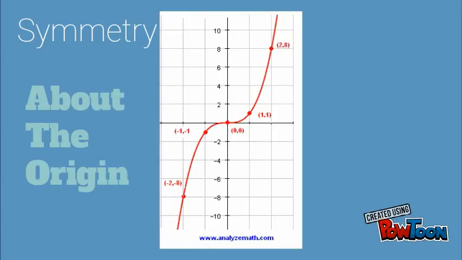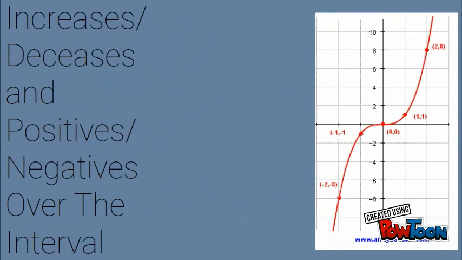The symmetry of the graph is about the origin, which describes a graph that looks the same upside down or right side up. The increase over the interval is when you read the graph from left to right and see how much it increases. In this case, the increase over the interval is (-infinity, infinity), and there is no decrease over the interval. Next are the positives and negatives over the intervals. Those are when the function is above or below the x-axis.